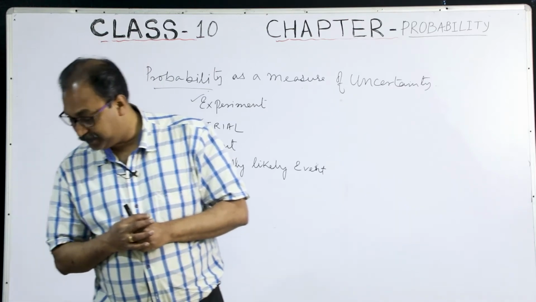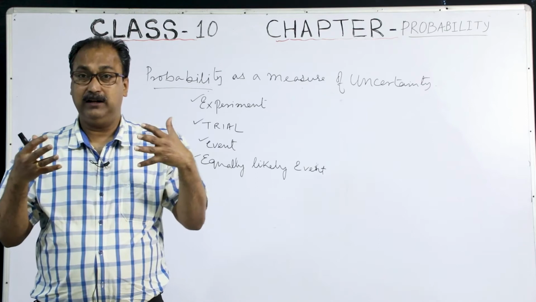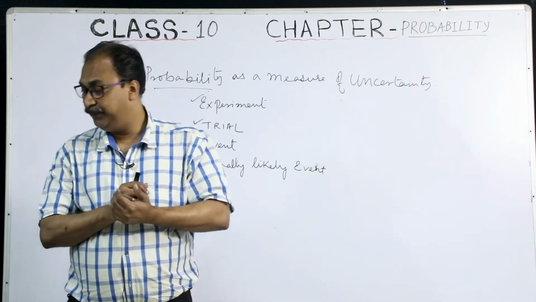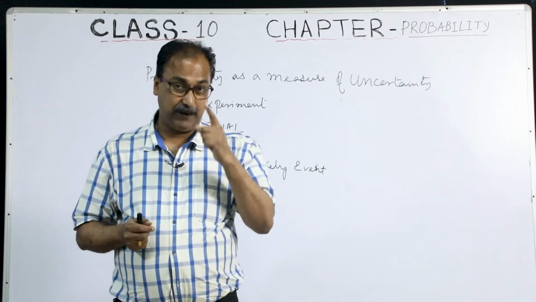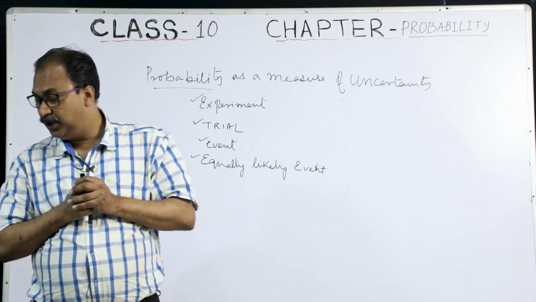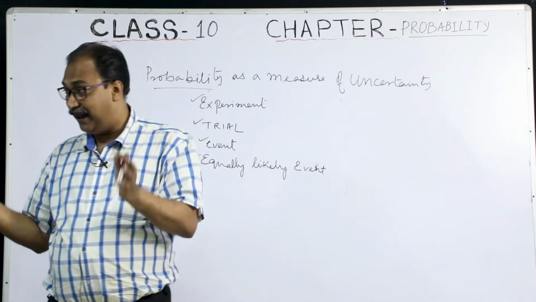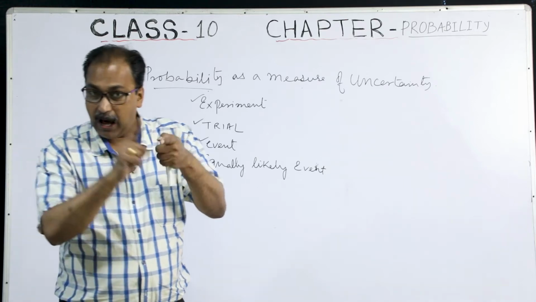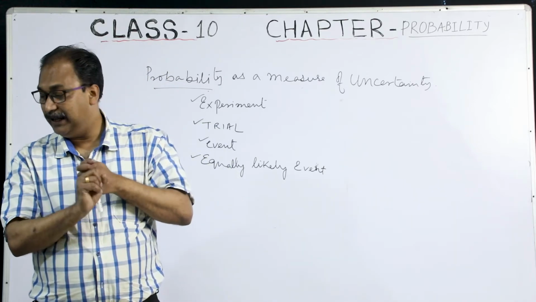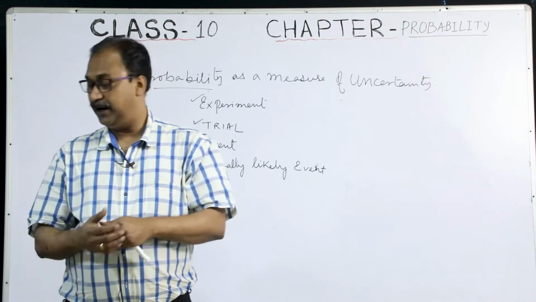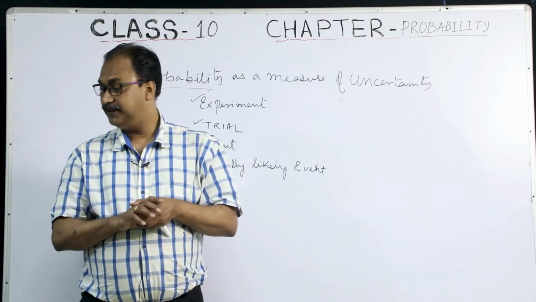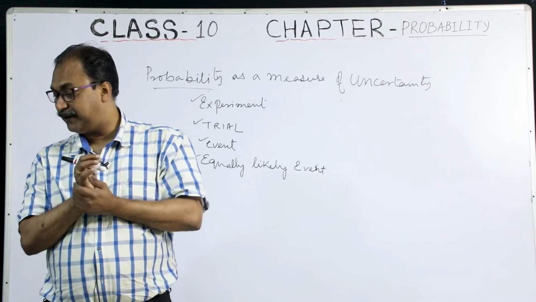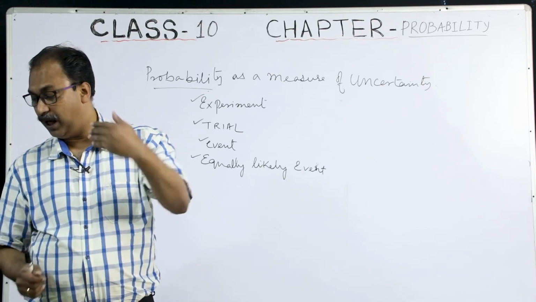Now equally likely outcomes means the outcomes of the trial you made are said to be equally likely if, taking into consideration all relevant evidence, there is no reason to expect one in preference to the other. Mind it, I repeat again: outcomes of a trial are said to be equally likely events if, taking into consideration all relevant evidence, there is no reason to expect one in preference to the other.